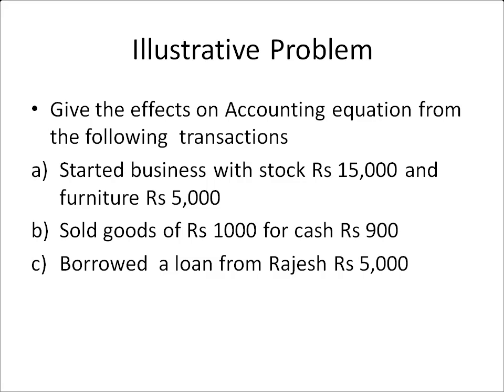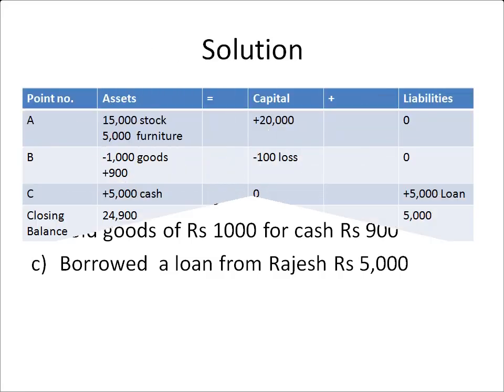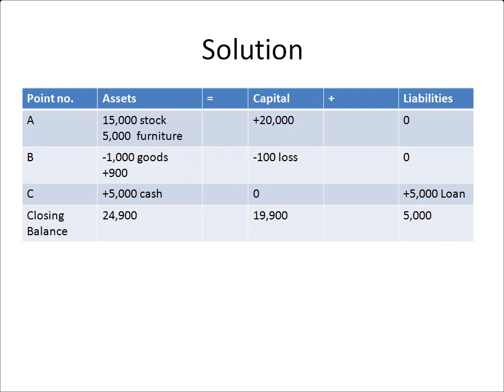Okay, let's go ahead. First we have a question that is business was started with stock and furniture. The asset side is increased by rupees 15,000 in terms of stock and 5,000 furniture. That is total effect is made up to rupees 20,000. And it is initial investment in the business by the owner, that is the capital is also increased by rupees 20,000.